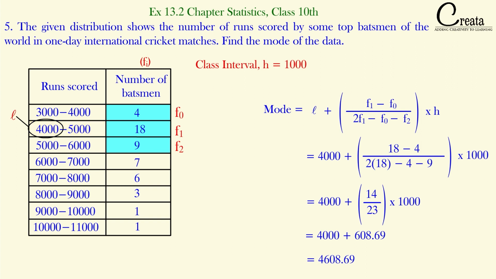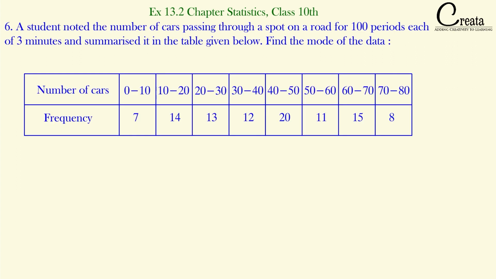Note that our answer is in the range of the modal class. Our modal class range is from 4000 to 5000 and our answer is between 4000 and 5000. So our answer is correct. It is between the upper range and lower range of the modal class. So we are done with question number 5. This is question number 6.